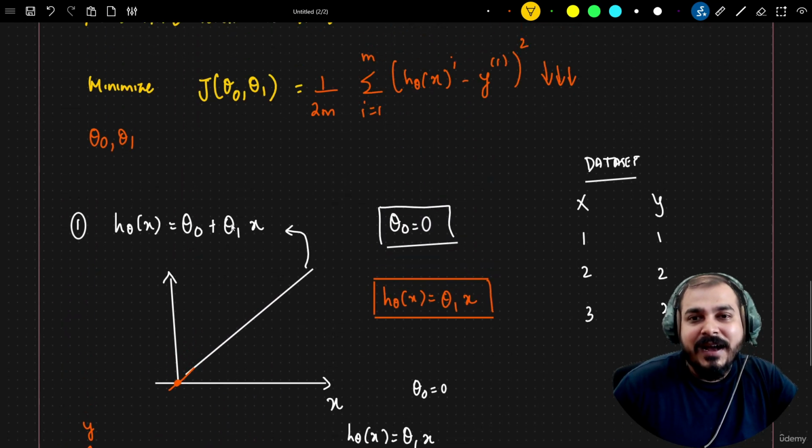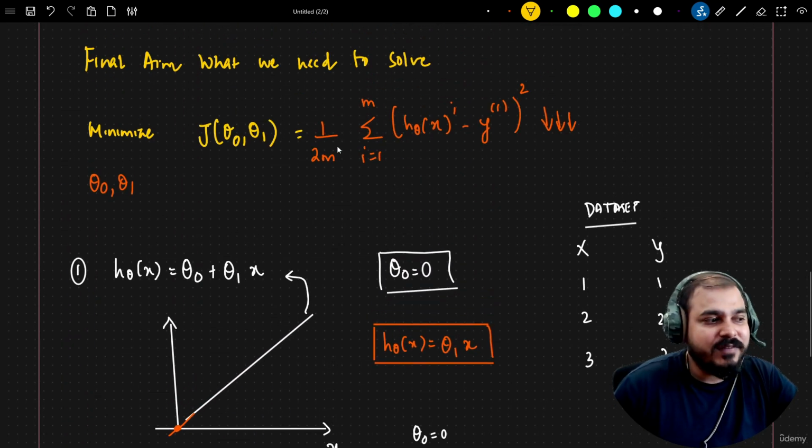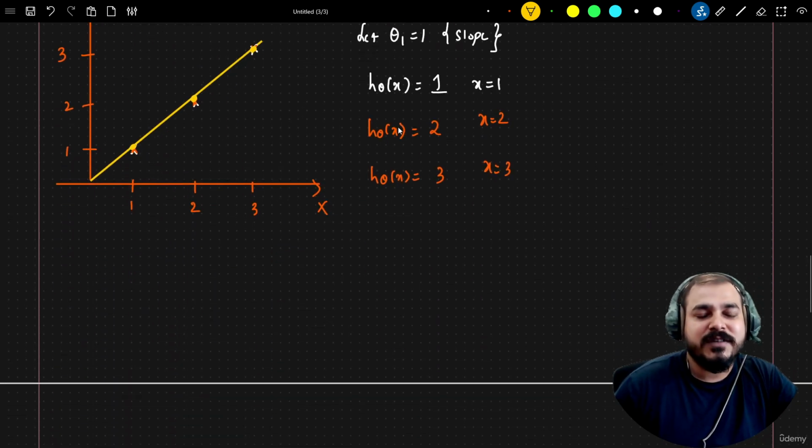Now let's go ahead and apply this cost function, J of theta 0, theta 1. This is this entire equation. So what is my cost function over here?